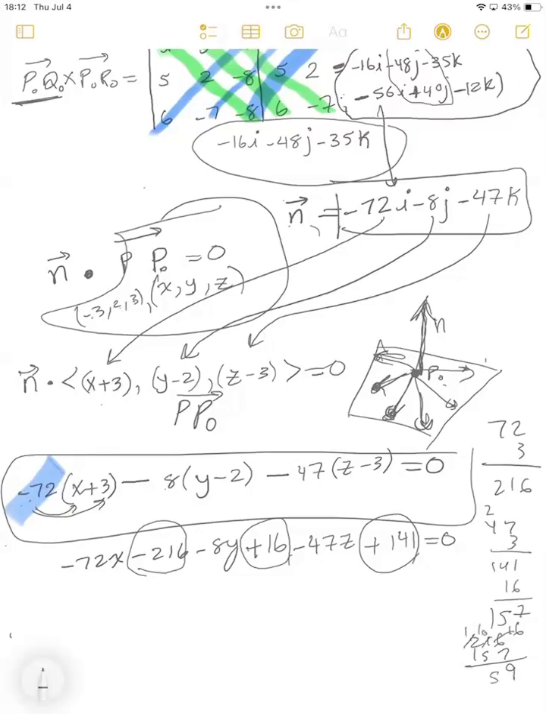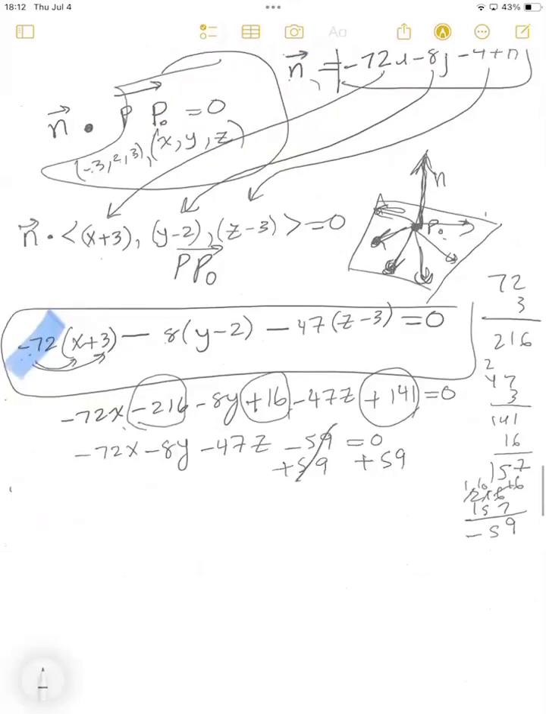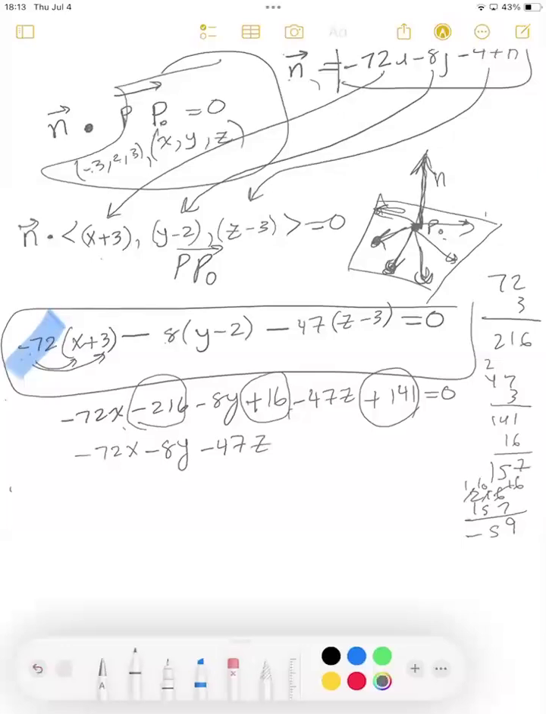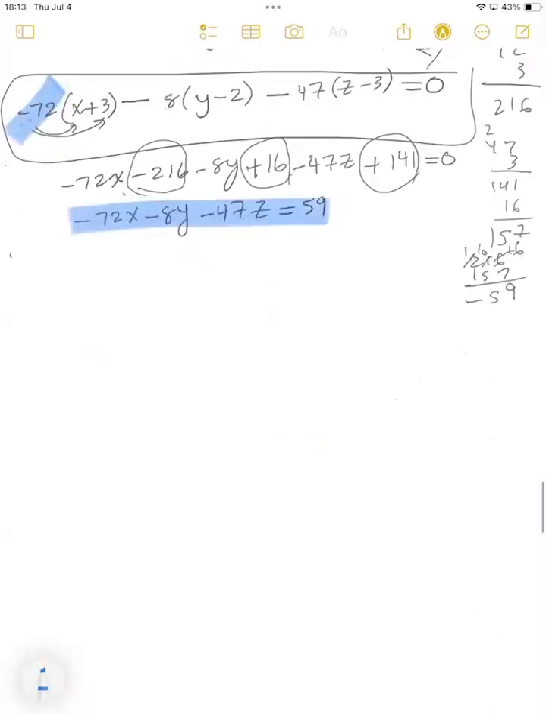So I get 59. It is a negative 59, because negative 216 plus 16 and then plus 141 gives us negative 59. We add 59 to both sides. So the equation is going to be, this is gone, this 0 becomes 59. And that's what you will put in my lab math.